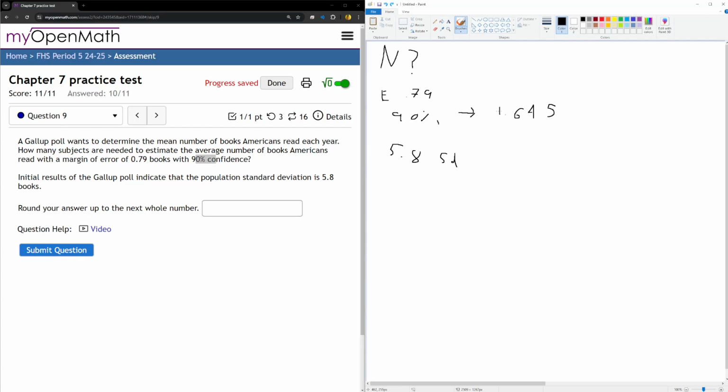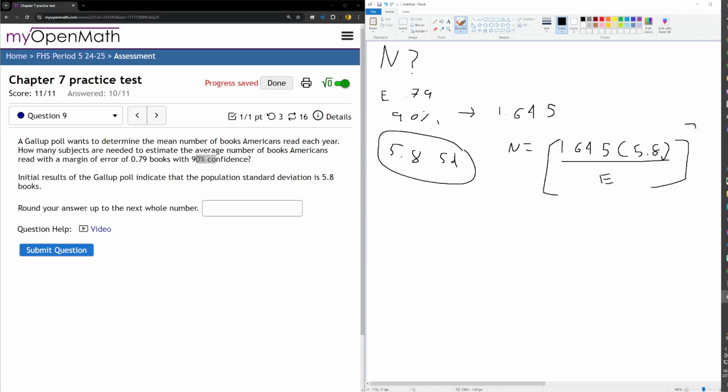So our n equals our z-score times standard deviation, which is this guy, times 5.8. Whoops, the whole thing gets squared in the end, divided by your margin of error. And all that gets squared. Remember, E is this guy. So E is 0.79.